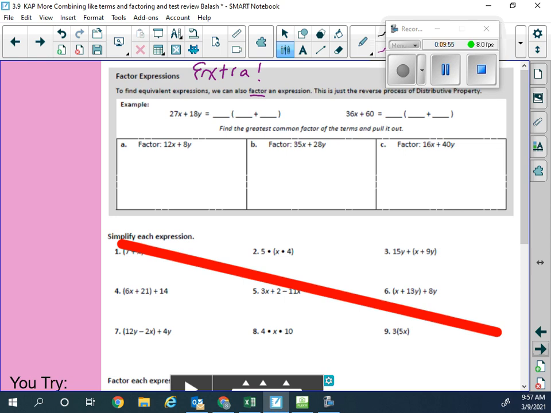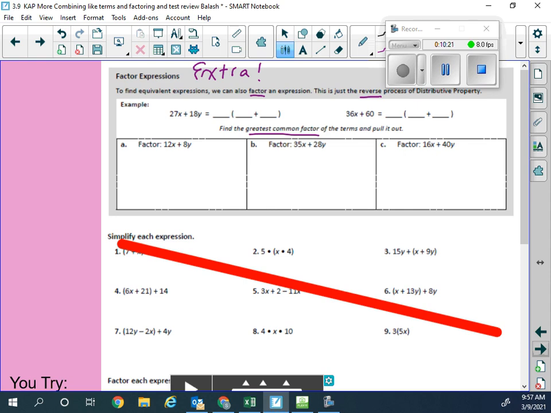To find equivalent expressions, we can also factor an expression. It's just the reverse process of the distributive property, okay? So when you look at 27x plus 18y, what you want to do is find the greatest common factor of those terms and pull it out. So that means, think about 18 and 27. Pretend that they're like fractions, 18 over 27, right? And you're trying to simplify them down. What is the greatest common factor?